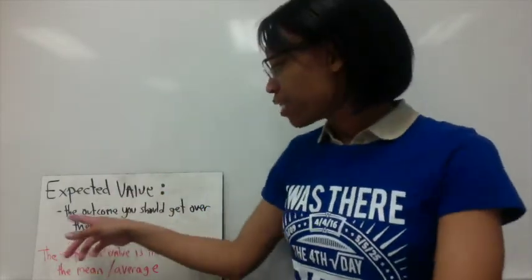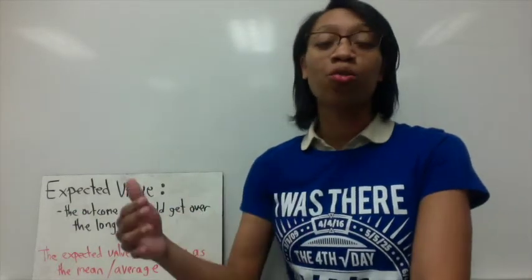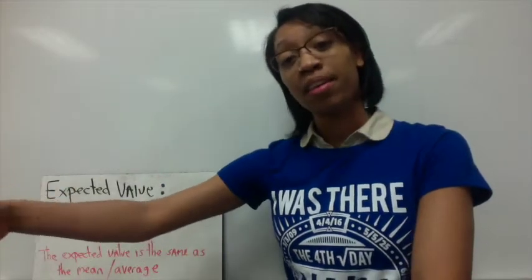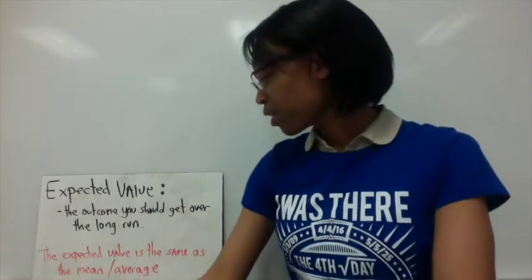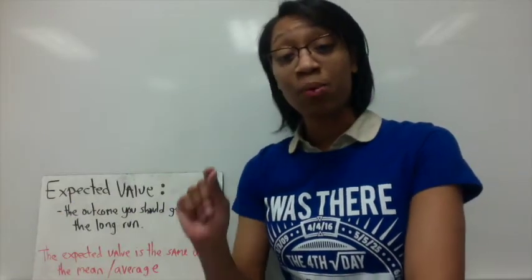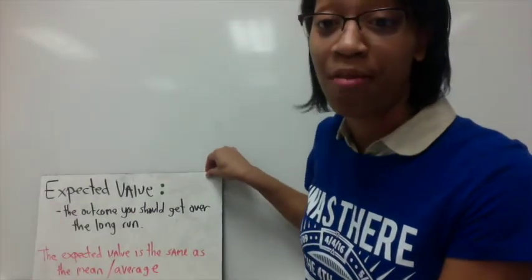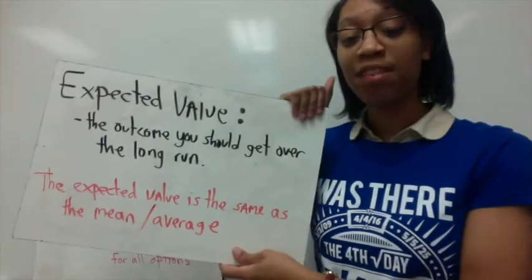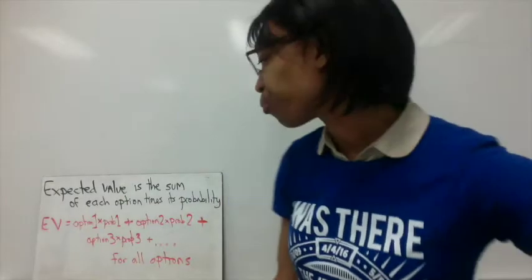The expected value is the outcome that you would expect to get over the long run, the outcome that you should get if you continue to do the experiment over time. The expected value is actually the same as the mean, the average, which you already know about. It's what you're going to get over the long run.